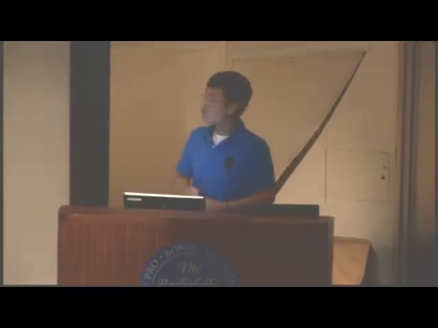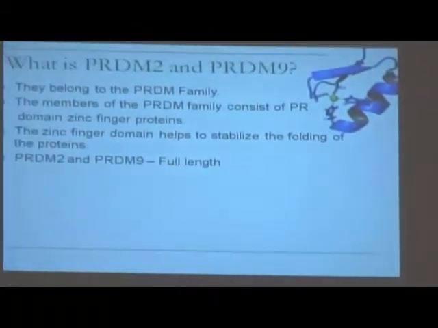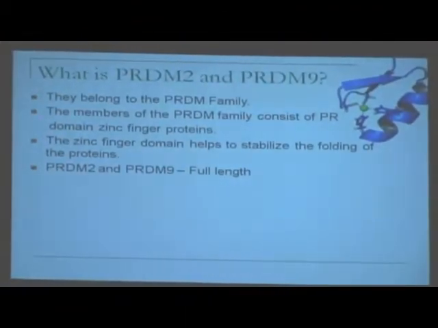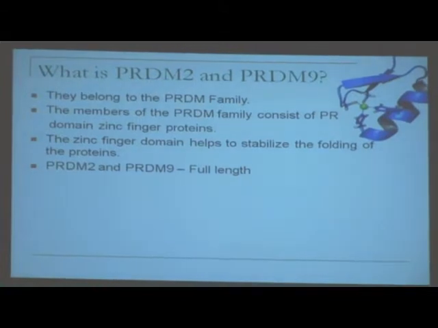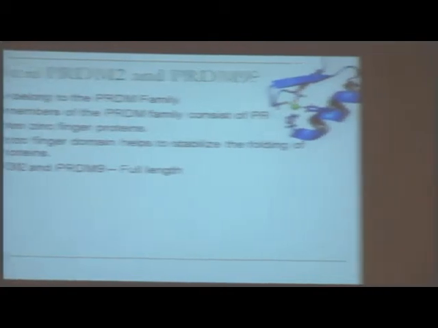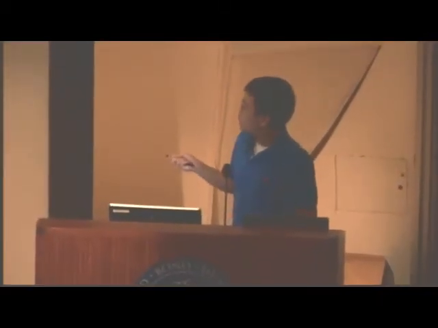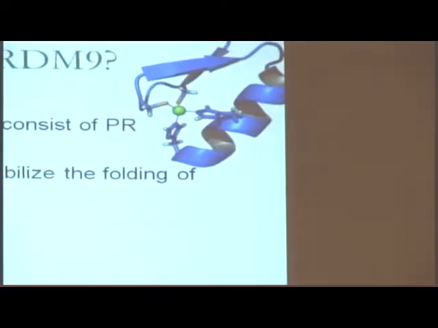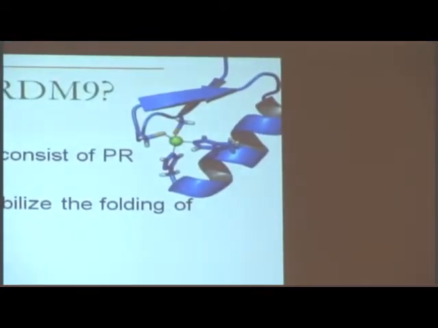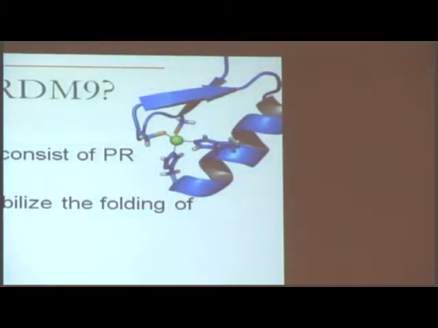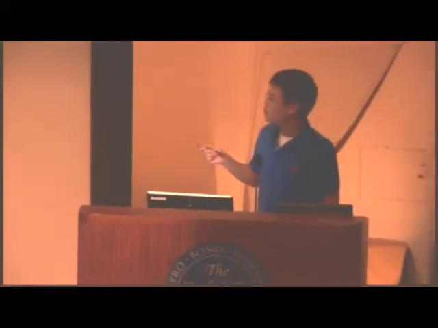So what is PRDM2 and PRDM9? They belong to the PRDM family, and the PRDM family consists of the PR domain zinc finger proteins. The zinc finger proteins help to stabilize the folding of the protein. If you look at the picture in the upper right-hand corner, the green-yellow ball in the center represents the zinc, and the items around it represent the proteins that help hold the shape of the family.